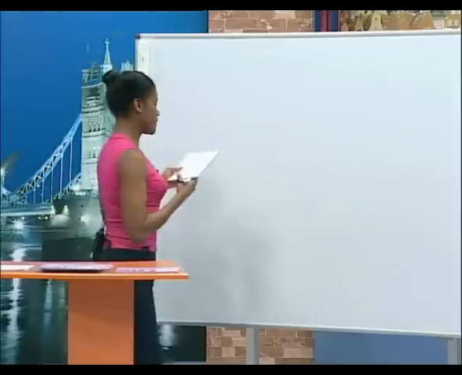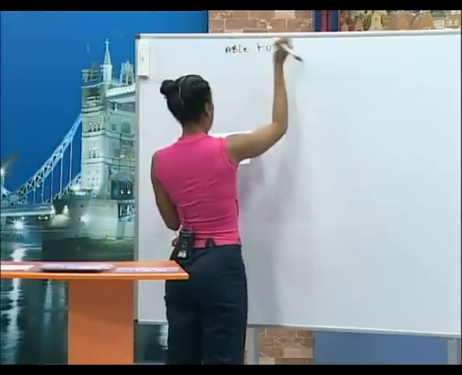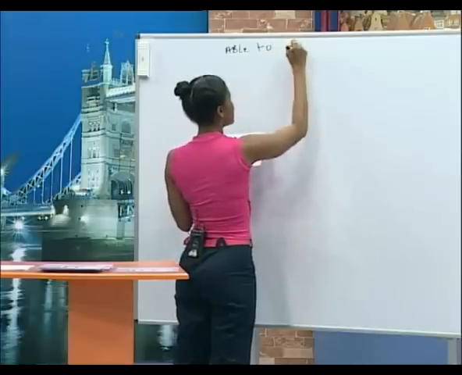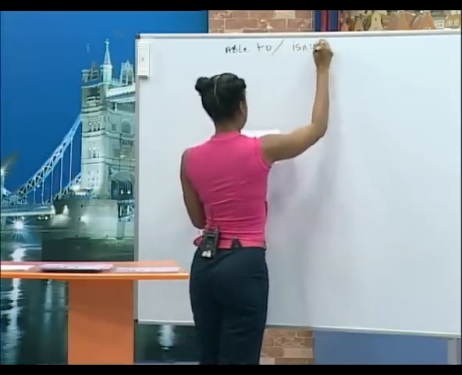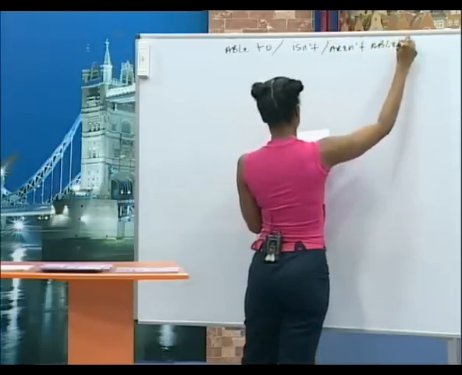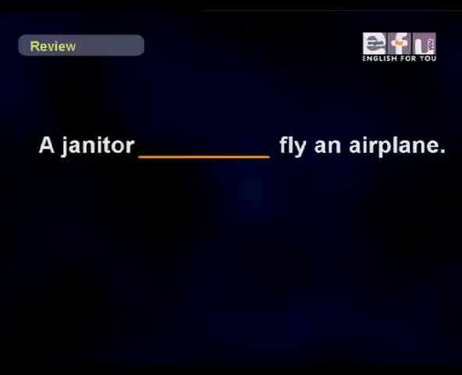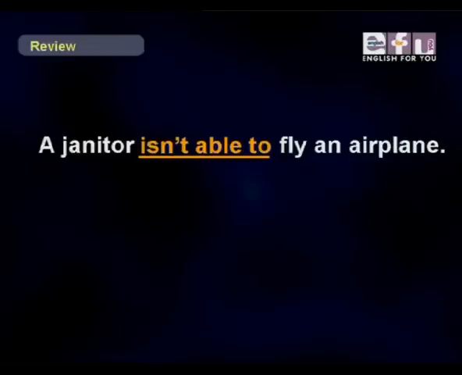Thank you, everyone. Now, this time we'll use able to, isn't able to, or aren't able to. All right, Sylvia, this one's for you. A janitor ___ fly an airplane. A janitor isn't able to fly an airplane. Okay, good.